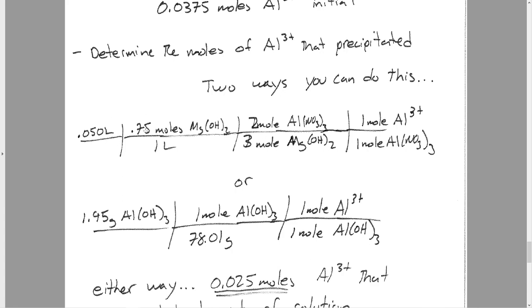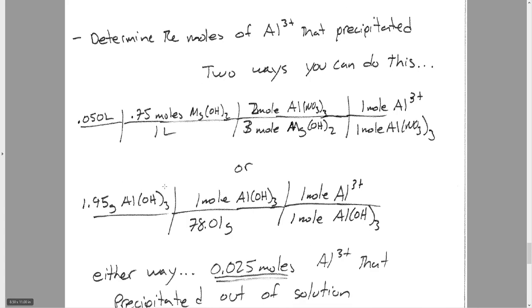So I did liters times molarity of the limiting reactant. The ratio of excess reactant to limiting reactant was 2 to 3, and then 1 mole of aluminum for every 1 mole of aluminum nitrate. So this setup will tell me how many moles of aluminum ions react with this much hydroxide, essentially. Or the other way to go about it is, remember, we've calculated how many grams of precipitate we have. So this setup would give us how many moles of aluminum are in this much of the precipitate.